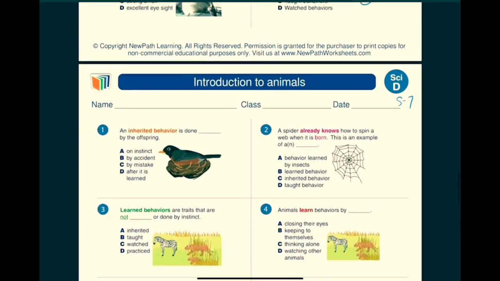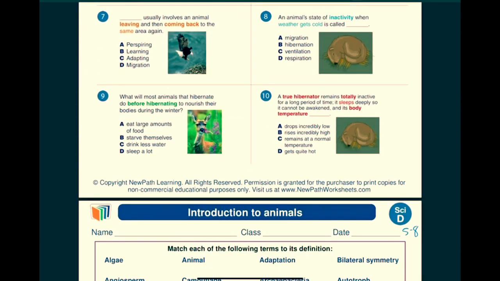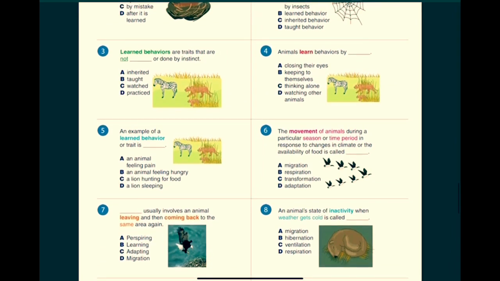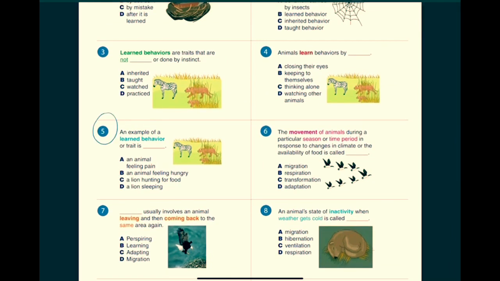Let's see, page 7. Number 5, I meant to highlight it, but I didn't, so focus on question number 5 right here. An example of a learned behavior, just like what the last question was a little bit related to, an example of a learned behavior or trait is blank. So we're discussing the lion learning how to hunt. So it's kind of obvious. They actually got 3 questions in a row that involve that same image.